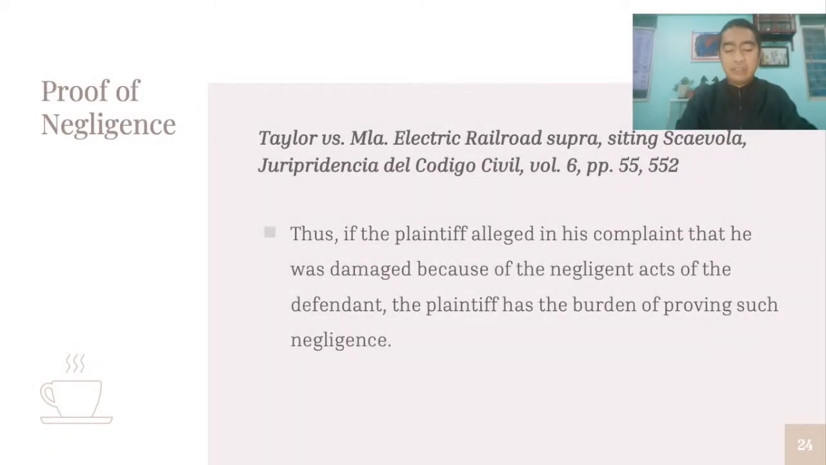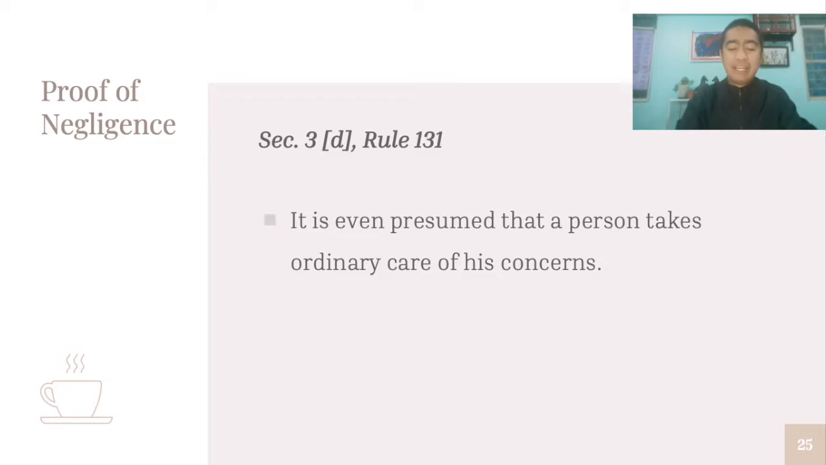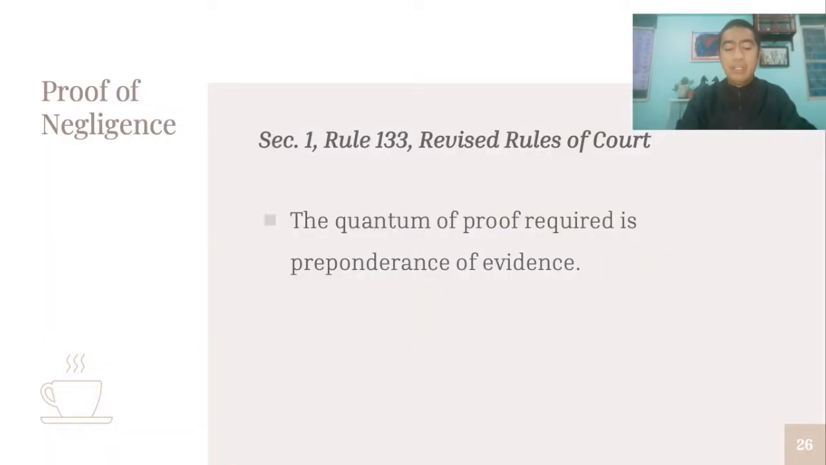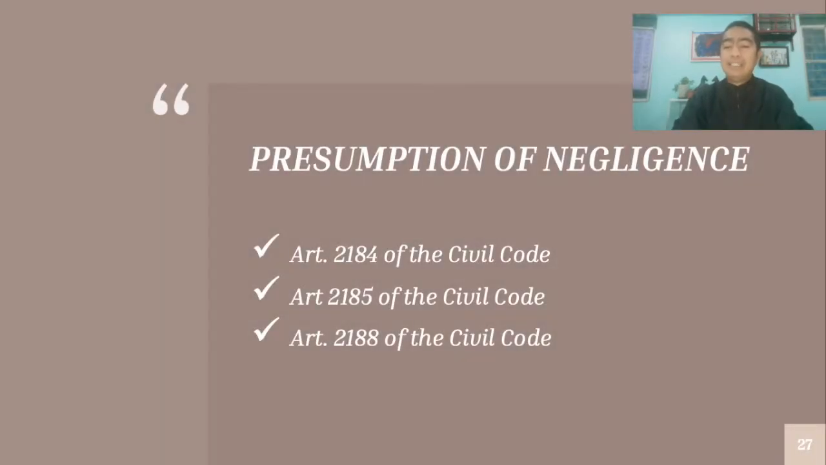In the case of Taylor versus Manila Electric Railroad, it states that if the plaintiff alleged in his complaint that he was damaged because of the negligent acts of the defendant, the plaintiff has the burden of proving such negligence. Under Section 3, Paragraph D, Rule 131, it is even presumed that a person takes ordinary care of his concerns. In Section 1, Rule 133 of the Revised Rules of Court, the quantum of proof required is preponderance of evidence.